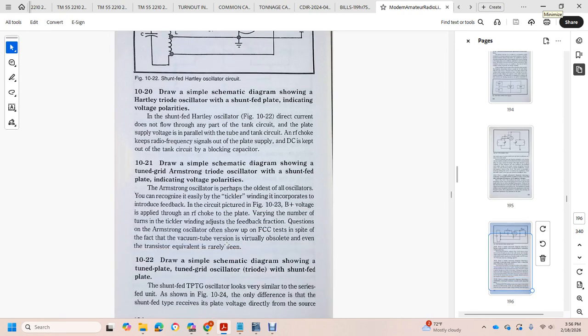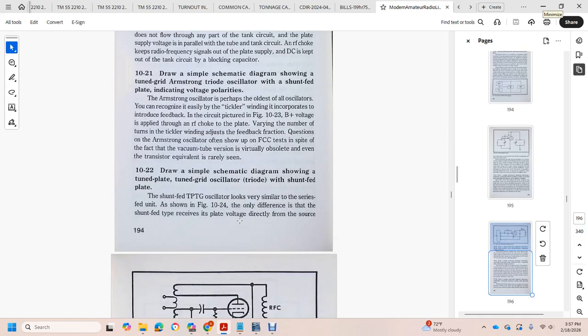1021. Draw the simple schematic showing a tuned grid Armstrong triode oscillator, shunt field, indicating voltage polarities. The Armstrong oscillator is perhaps the oldest oscillator you can recognize, usually with a tickler winding incorporated to produce feedback in the circuit pictured. Figure 1023: positive voltage applied through the radio frequency choke, with a varying number of turns of the tickler winding adjusting the feedback fraction. The Armstrong oscillator is often shown in the FCC test, despite the fact that the vacuum tube version is virtually obsolete, and the transistor equivalent is rarely seen.